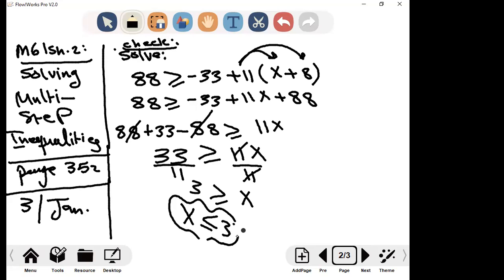I didn't switch the symbol, huh? Still less than, but we always read it with the variable first. 33 divided by 11, how much? 3, so no need to ask. On this side, it would be negative 11. If you divide by negative 11, don't forget to switch the inequality. At the end, the answer will be x less than or equal to 3, always, okay? Now to graph it, this is the 3, a closed circle, and read the inequality, x less than, so we go to the left, done.